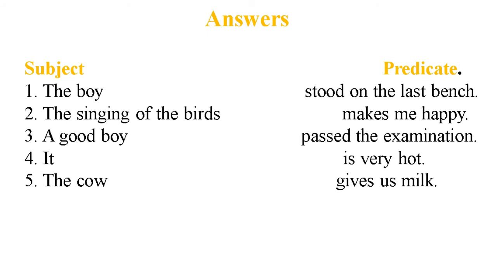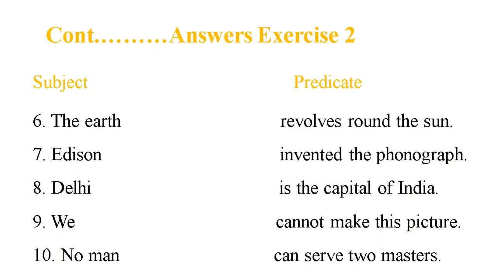It is very hot. It is the subject. Is very hot is the predicate. The cow gives us milk. The cow is the subject. Gives us milk is the predicate. The earth revolves round the sun. The earth is the subject. Revolves round the sun is the predicate.